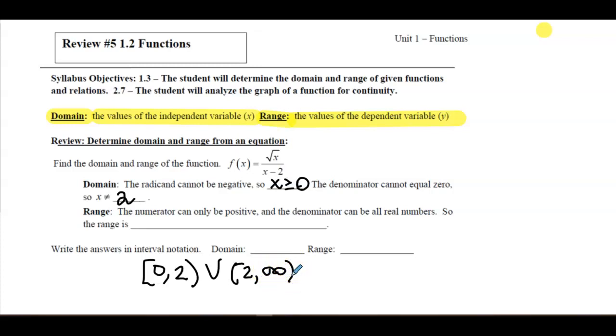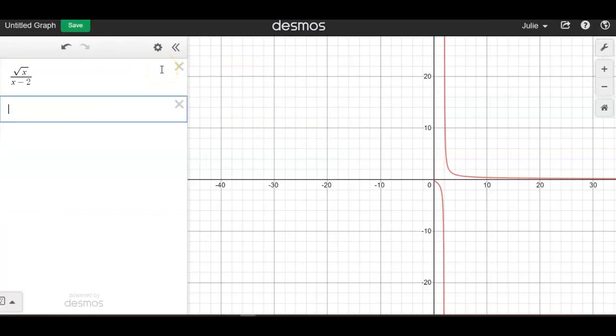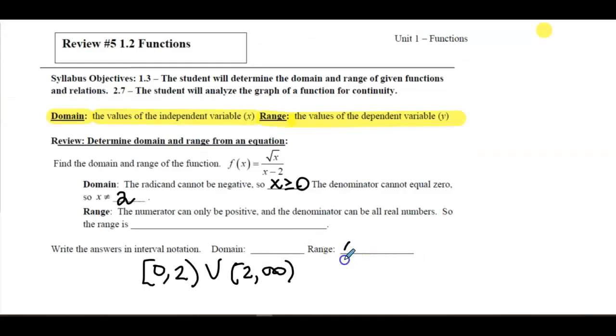Now, if I bring this graph over for you to see, here's what the graph looks like. You can see that the domain is everything starting at 0 and moving to the right, except we're not going to include x equals 2. The range, you can see it starts down at negative infinity, and it moves all the way up to positive infinity, to go from negative infinity to infinity.